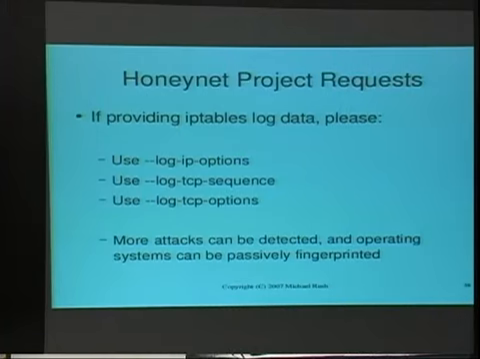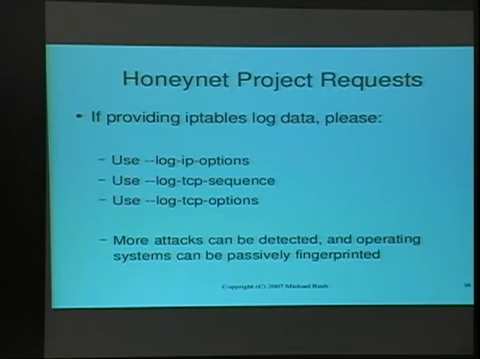Okay, so if you are running a project that's providing iptables log data, I have a couple of requests. Use the log IP options, the log TCP sequence options, and the log TCP options command line arguments in your iptables logging command. This will mean that your data will be a lot more complete. Fields that aren't logged by default will now be logged, and you can do things like passive OS fingerprinting calculations against those logs, and other types of attacks can be detected just because your logging output will be more complete.